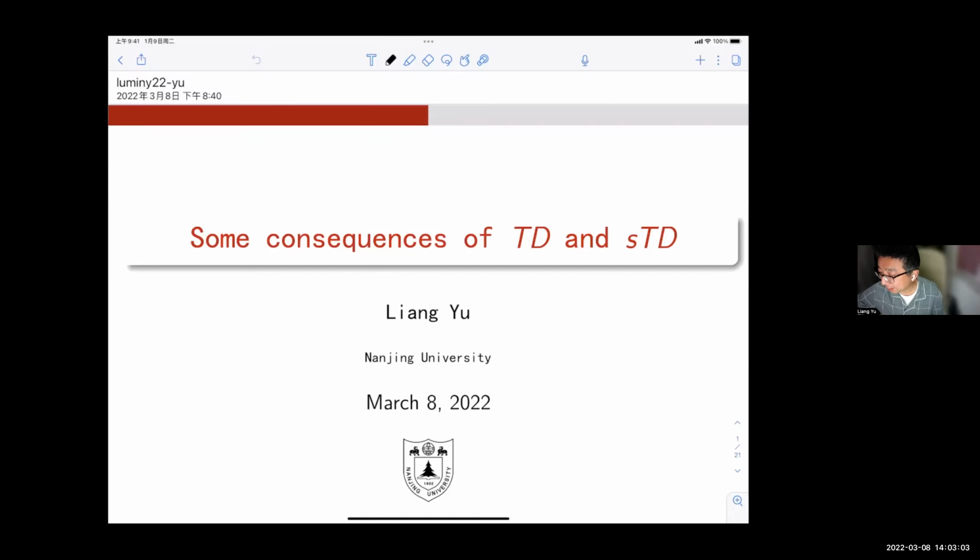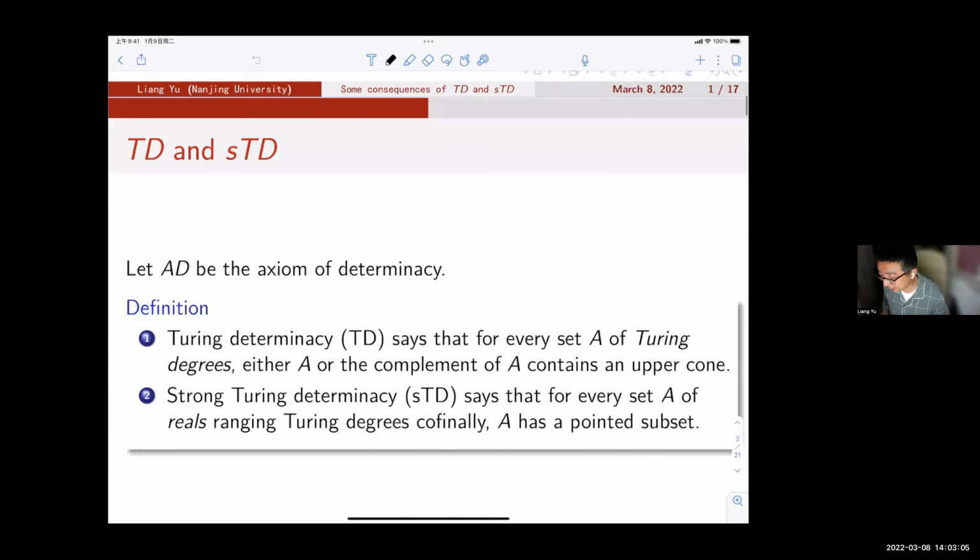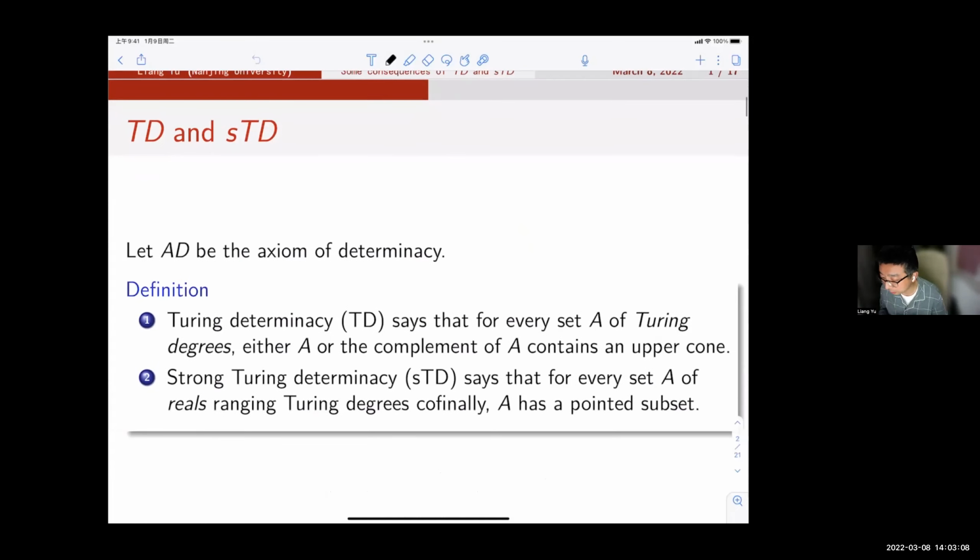Okay, let's review some set theory notations. Let AD be the axiom of determinacy. I guess you all know what AD is, and because Linda has already mentioned Borel determinacy, I guess everybody knows. Turing determinacy says that for every set A of Turing degrees, either A or the complement of A contains an upcone.